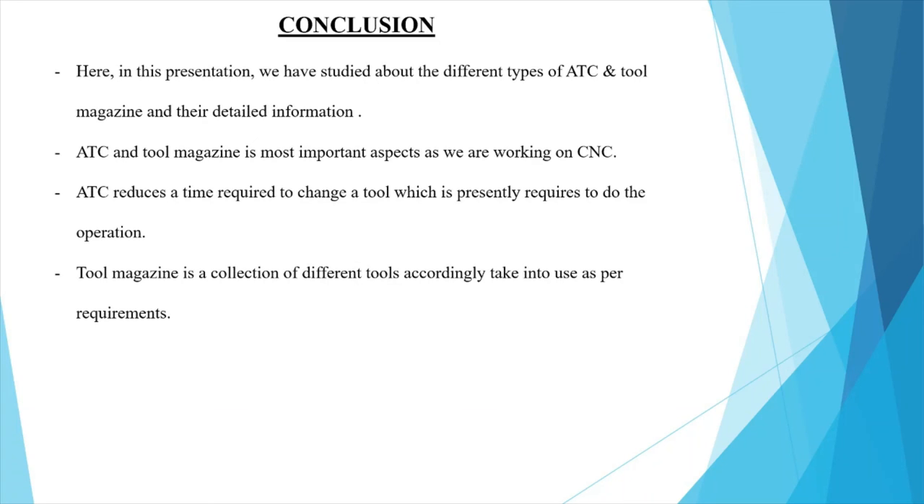So conclusion for today's presentation is, in this presentation we have studied about the different types of ATC and tool magazine and their detailed information. ATC and tool magazine are the most important aspects as we are working on CNC. ATC reduces the time required to change the tool which is presently required to do the operation. Tool magazine is a collection of different tools, taken into use accordingly as per requirement.